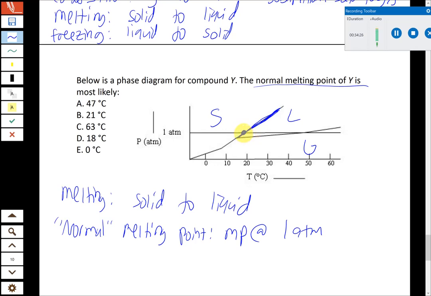And this is not the most precise diagram, but if we're careful about drawing this down, we see that that's a temperature that's right below 20 degrees Celsius. And so the best choice would be D, 18 degrees Celsius. So melting, we're talking about the boundary between solid and liquid. Normal melting means at 1 atmosphere of pressure. So we find where along this line it gets to 1 atmosphere. That's at a temperature of 18 degrees Celsius. Okay, so that's how we read phase change.